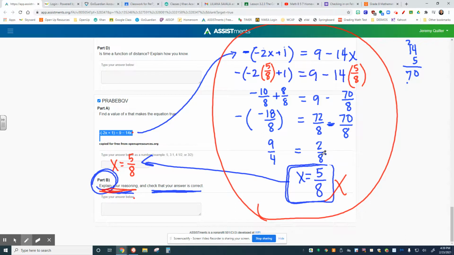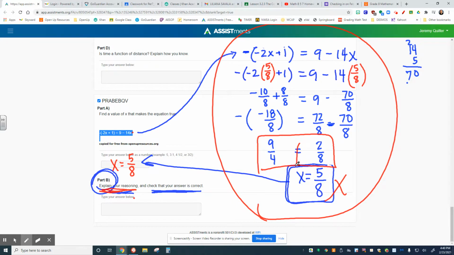Now, I know what you're thinking, Mr. Quilter, you made a mistake. Yep, and I hope you caught it. And what I want you to do instead is go back and fix it. I want you to figure out where I got this wrong and why I got it wrong. Right now, based on the work that I did, this is a false statement. And since that's a false statement, that would suggest that x equals 5/8 is the wrong answer.